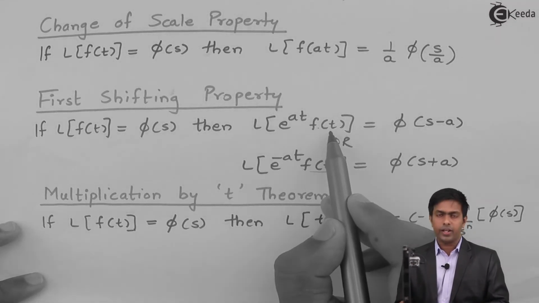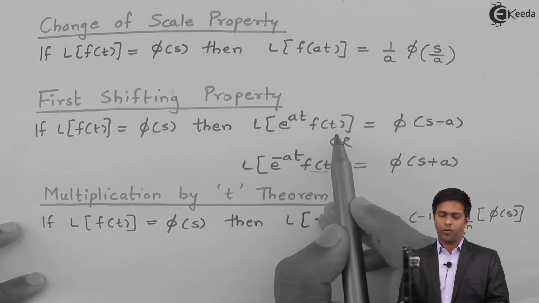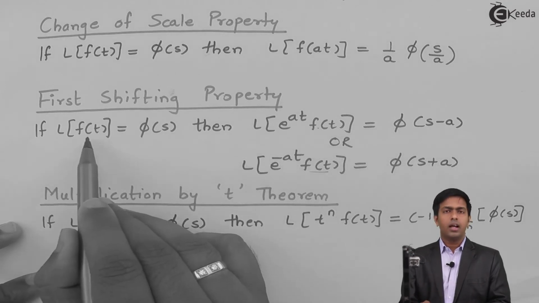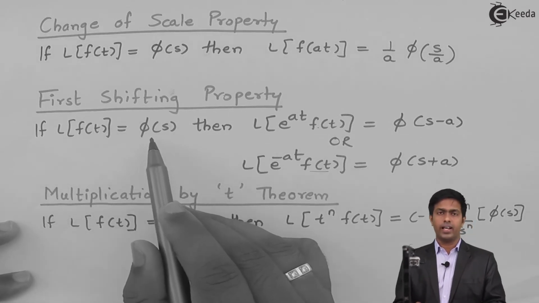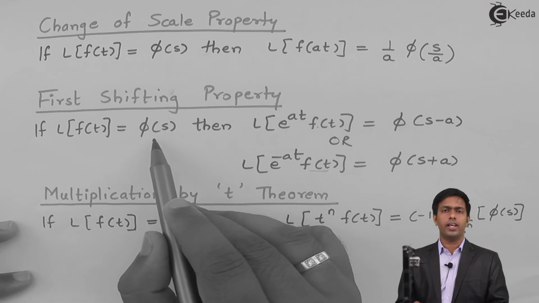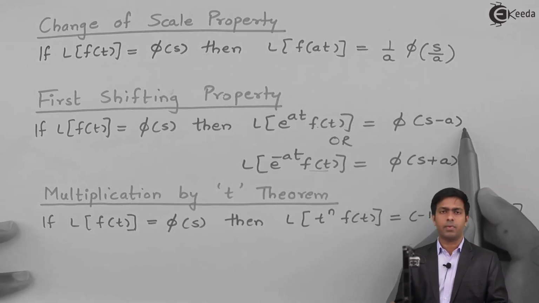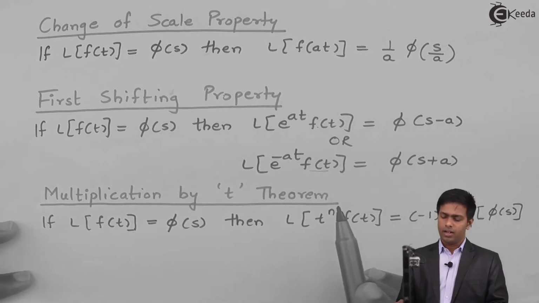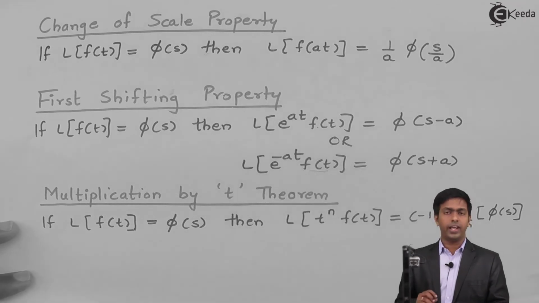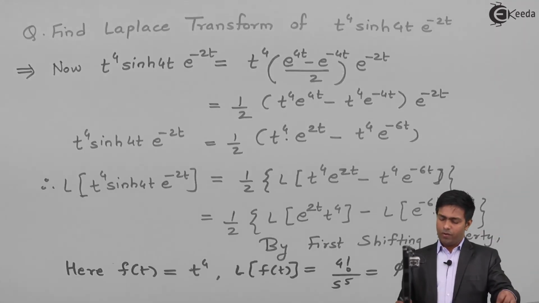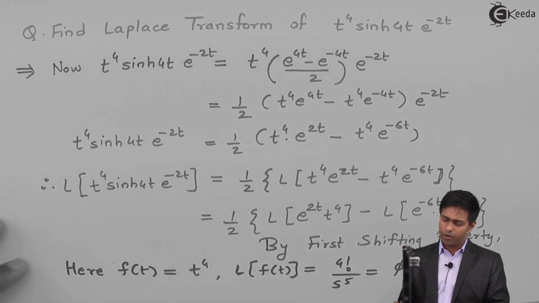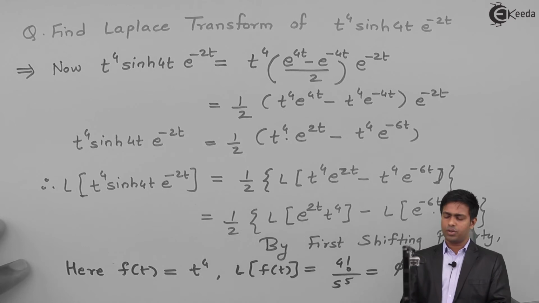because in the property we say that whatever is the f of t with e raised to at term, we have to find out the Laplace of it, and we say it as function of s, and from that function of s we get the value of function of s minus a or function of s plus a, depending on the value of a. So now we got the value of phi of s, and I am going to use this value of phi of s to get the Laplace of these two terms.